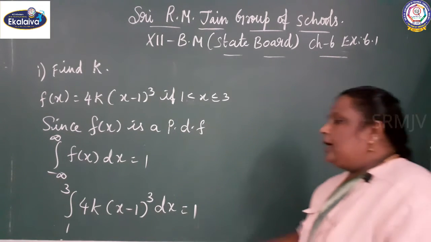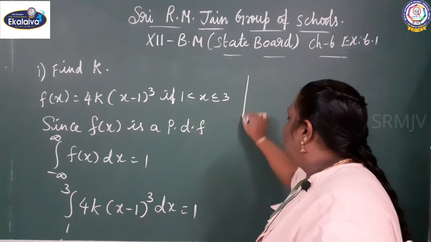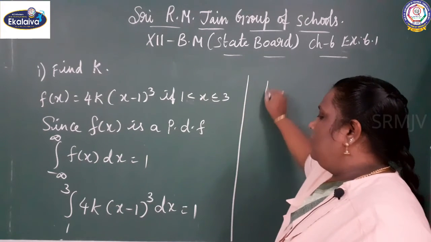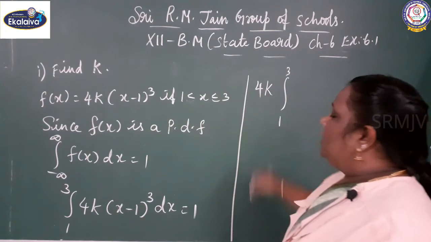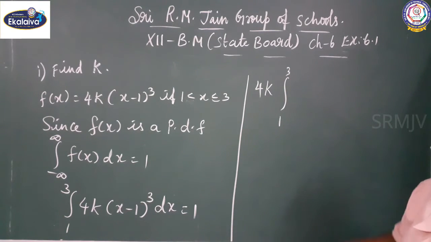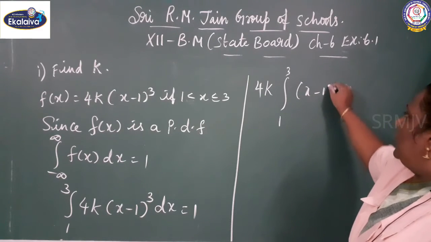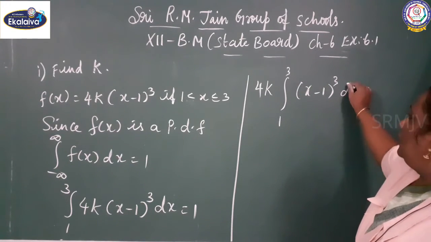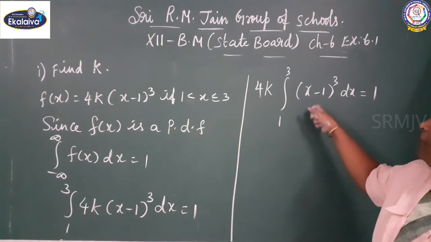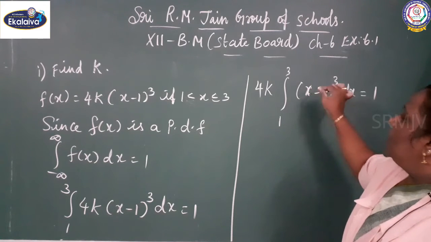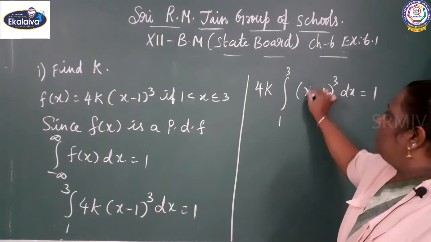See here, you can take k out. Integral 1 to 3, 4k you can take it out. What is the remaining thing? (x minus 1) the whole cube into dx equal to 1. See, the power of x is 1.